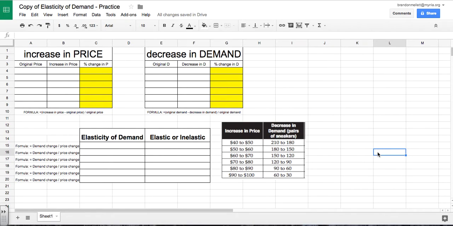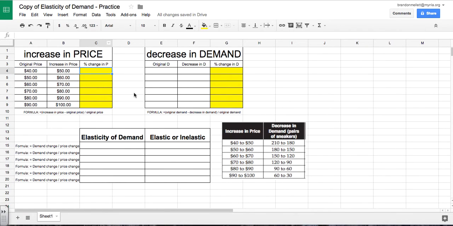So the example we're going to use is sneakers. What we're going to do is use the increase in price and the decrease in demand. So let's go ahead and start putting in the numbers here. For increase in price, we're copying our information from this graph here. So we're going to go 40 to 50, 50 to 60, 70 to 80, and 90 to 100.